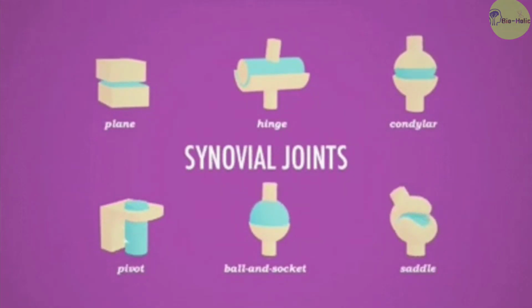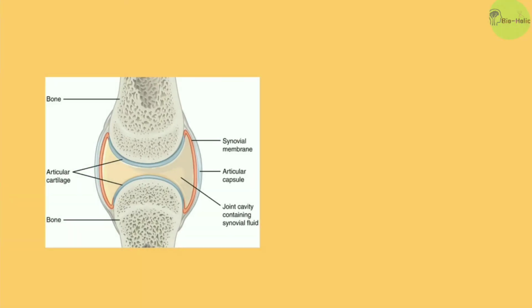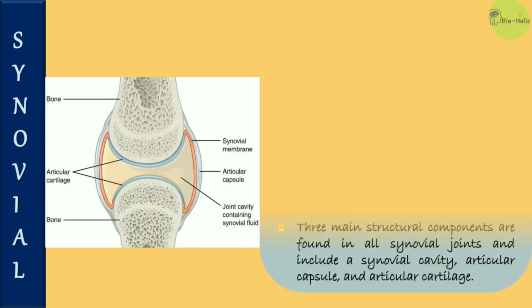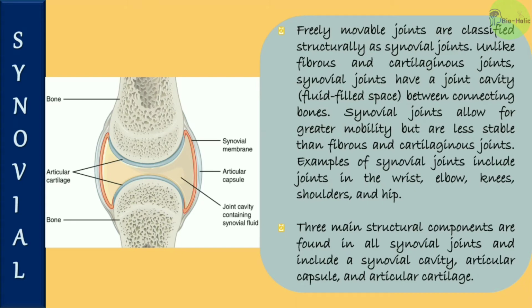And the third type of joints are the synovial joints. Which joints are called as synovial joints? Synovial joints are freely movable joints and are classified structurally as synovial joints. Unlike fibrous and cartilaginous joints, synovial joints have a joint cavity, that means a fluid-filled space between connective bones. Synovial joints allow for greater mobility but are less stable than fibrous and cartilaginous joints.